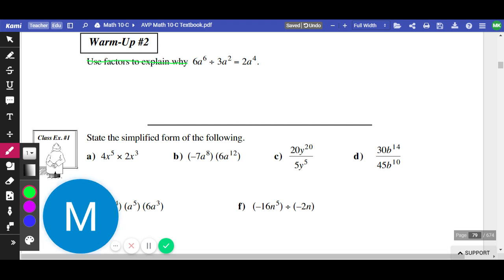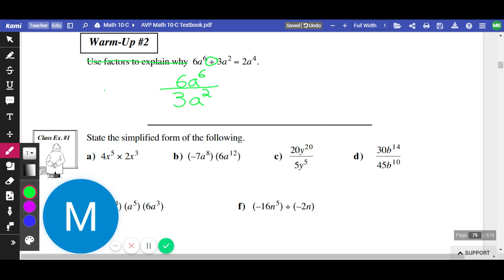I don't like division questions like that. I don't like this division symbol. To me, it usually messes us up. We're used to seeing fractions in this course. So when I see division like this, I'll change the question. I'll rewrite it. I'll put the first part, 6a to the 6, and then divide by 3a squared. To me, that's easier to work with. So I rewrite it as a fraction.